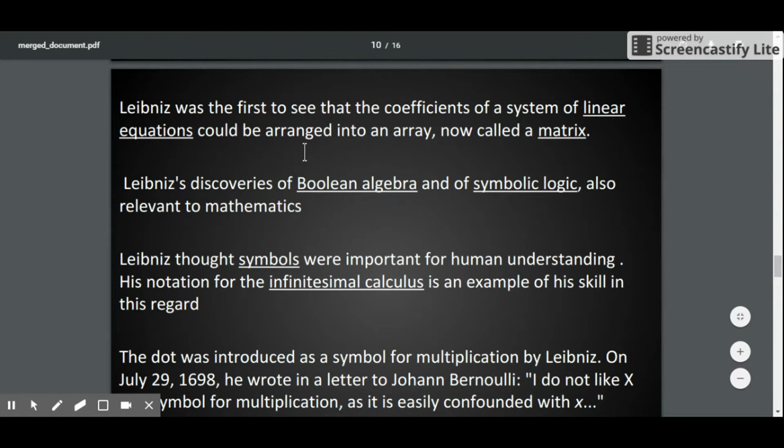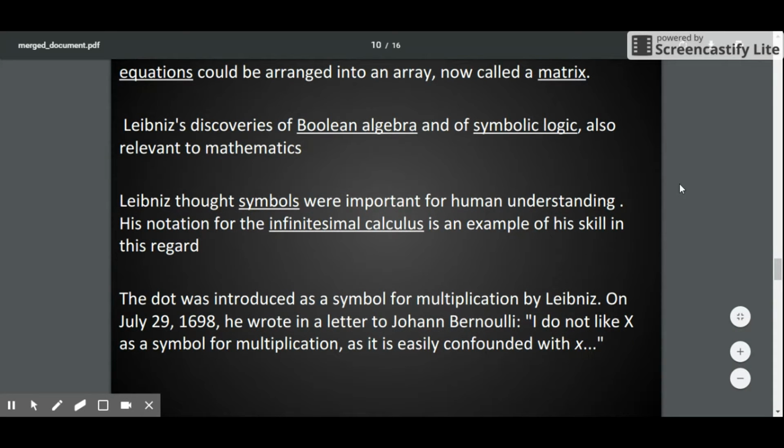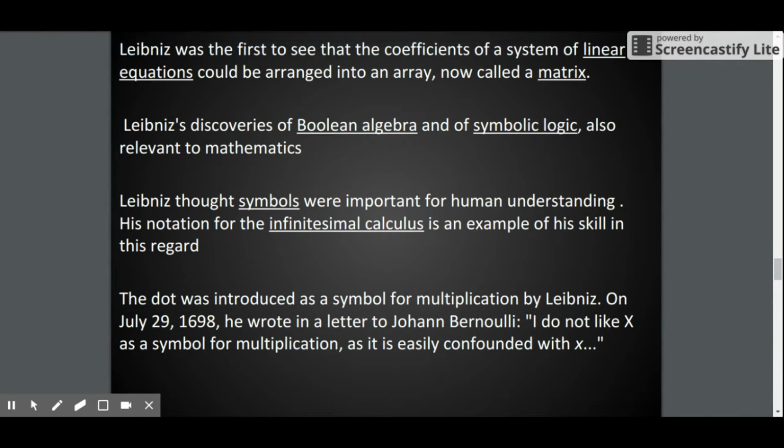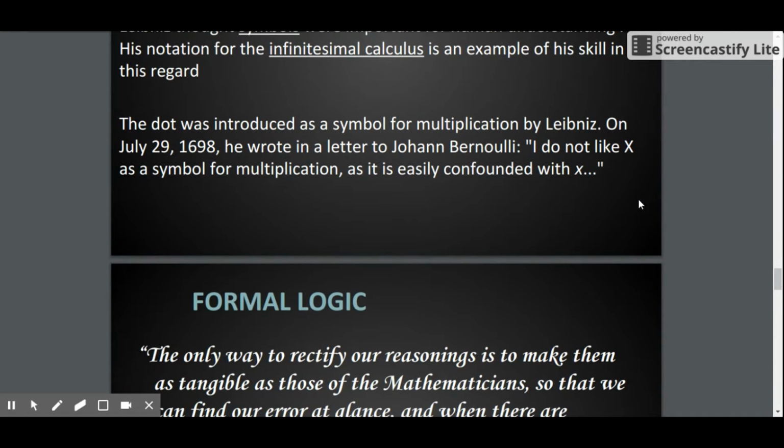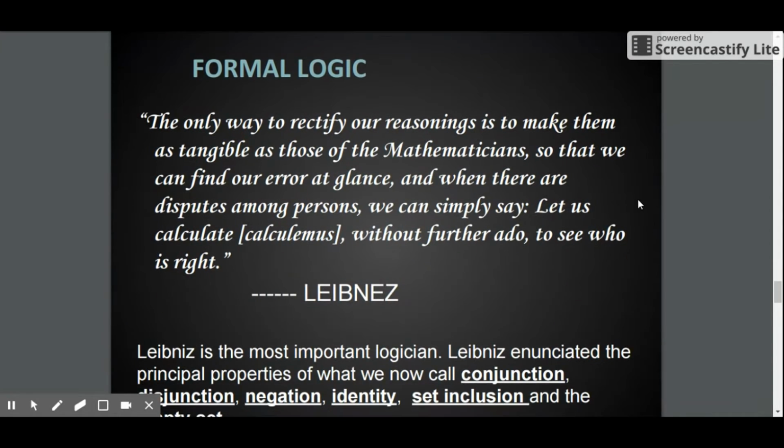Leibniz was first to see that a system of linear equations could be arranged as an array, now called a matrix. He also made discoveries in Boolean algebra and symbolic logic, and contributions in infinitesimal calculus. He also introduced the dot symbol to be used for multiplication.